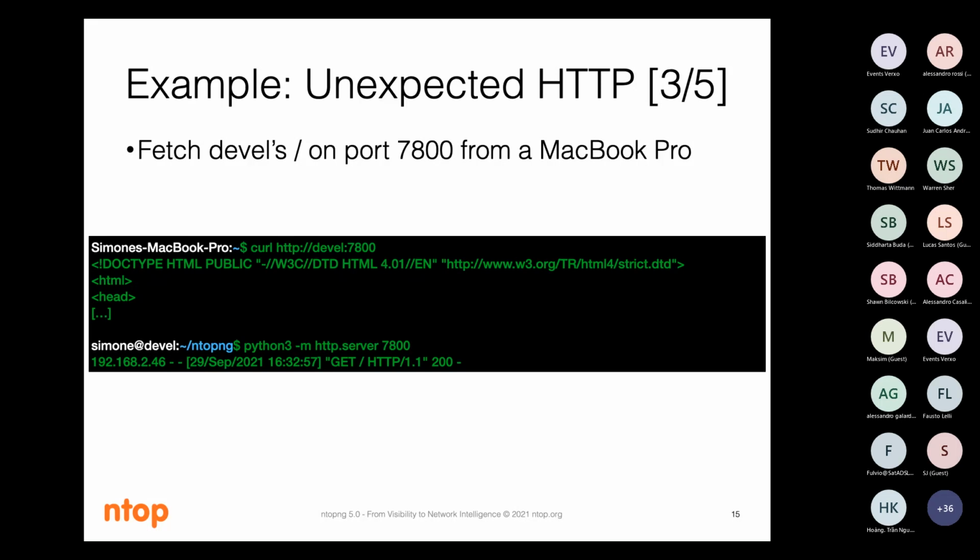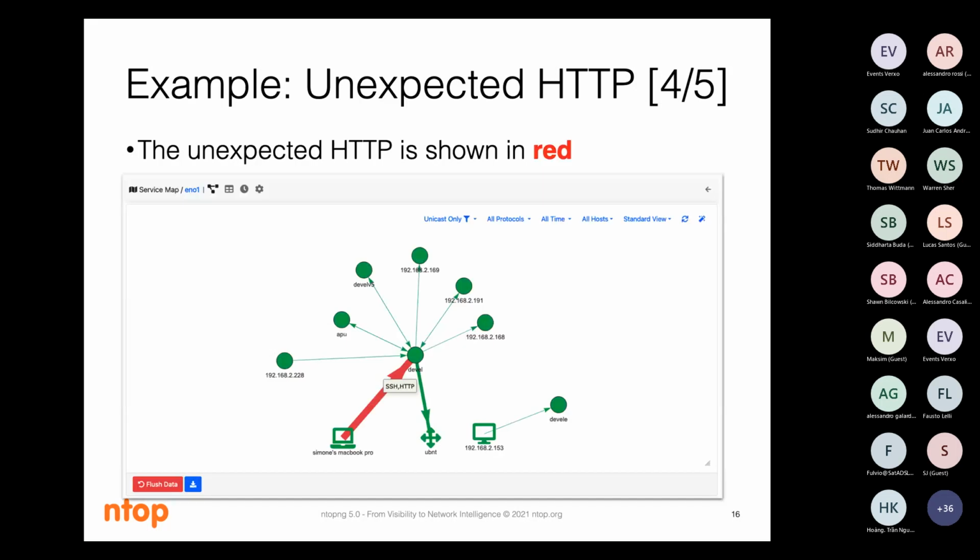So what happens here? As soon as ntopng has detected this new HTTP service, it immediately marks it with a big red arrow going from Simone to Devel. Indeed, we can see this arrow that says SSH and HTTP, and the arrow is red because the HTTP session is marked as unwanted.